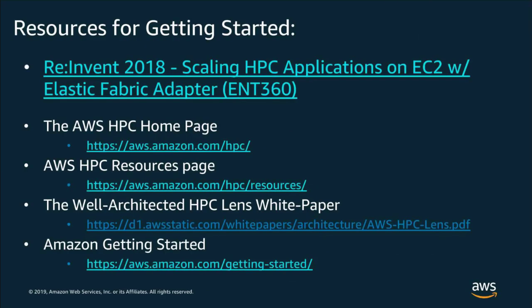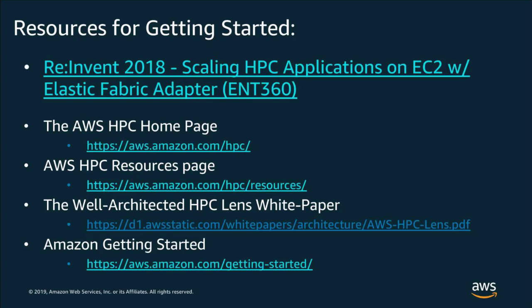Finally, I'd like to point out some resources for getting started. First, as I mentioned before, there's a terrific deep dive on EFA presented at re:Invent 2018. I highly recommend watching it. You can search the web for it or go directly to YouTube to find that video. For EFA specific information, don't forget to check out the AWS documentation for that service. And for general information on HPC on AWS, you can go to the AWS HPC homepage listed here. You'll find lots of webinars and white papers at that link.